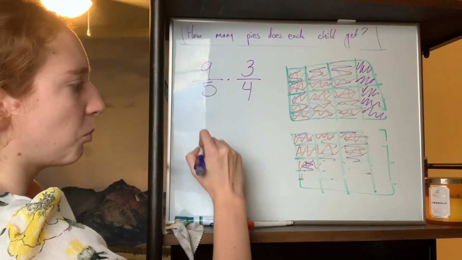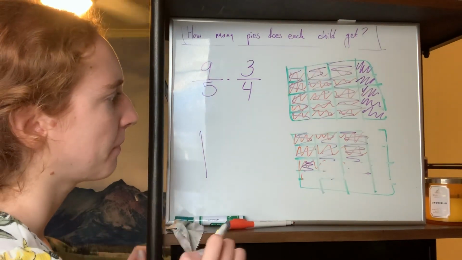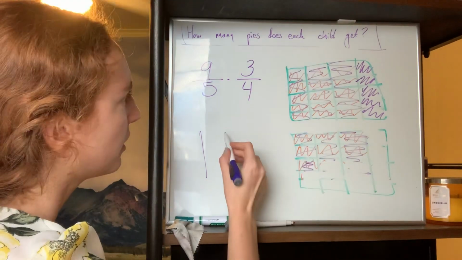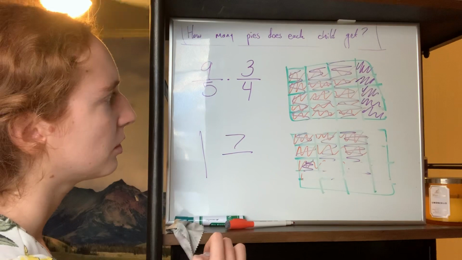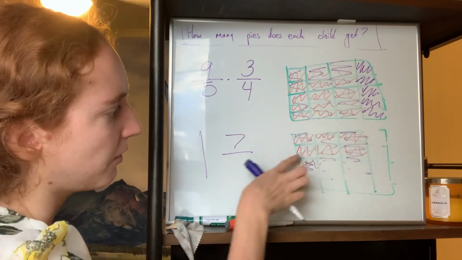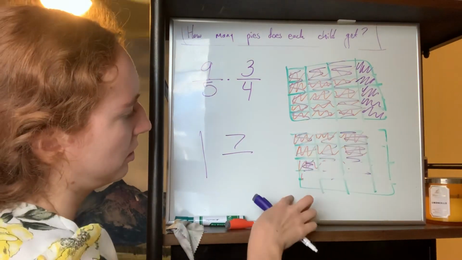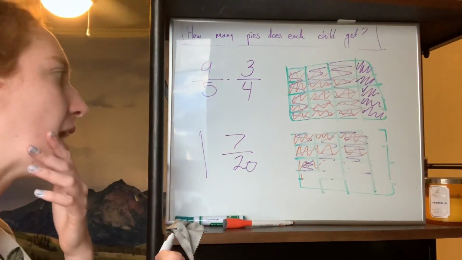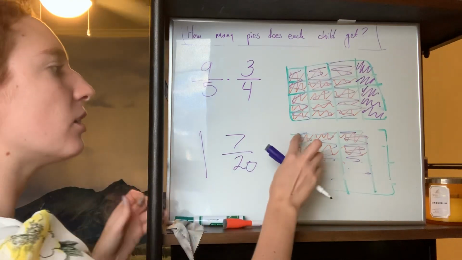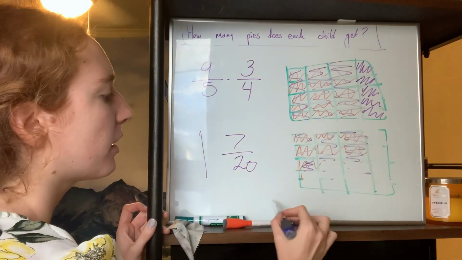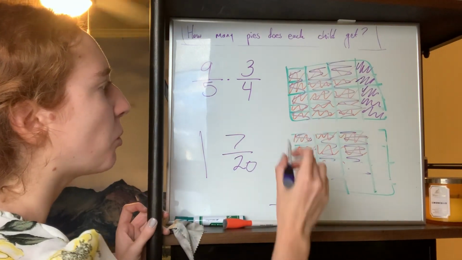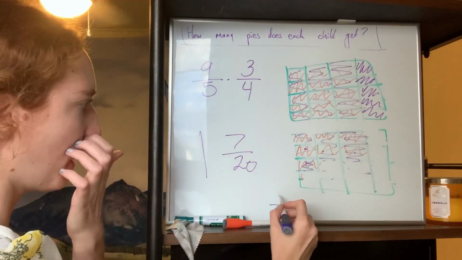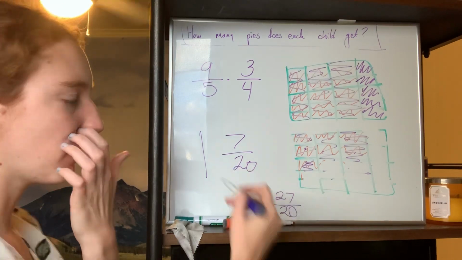The end result is 1 full column and 1, 2, 3, 4, 5, 6, 7. 7 out of how much is here? I have 7 out of 20. And another way to do that is saying each individual box is a 20th. And how many 20ths do I have? Okay, I have 20 here and 7 more. So I have 27 20ths. Either answer would be fine.